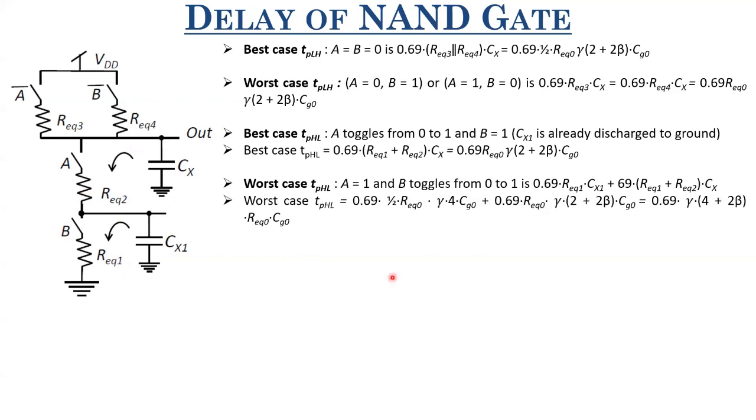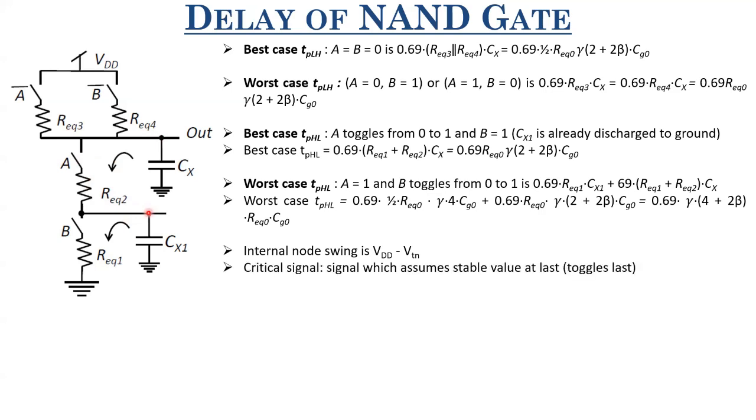So if you put the values, you find out that it comes out as 0.69 times half R equivalent of 0, gamma times 4 Cg0, plus 0.69 R equivalent of 0, gamma times 2 plus 2 beta Cg0. So this is your worst case TPHL. Now, what is the swing of this internal node? The internal node is swinging from VDD minus VTN to 0, right? Because this gets charged to VDD minus VTN the moment this is turned on, because an NMOSFET can only pass VDD minus VTN.